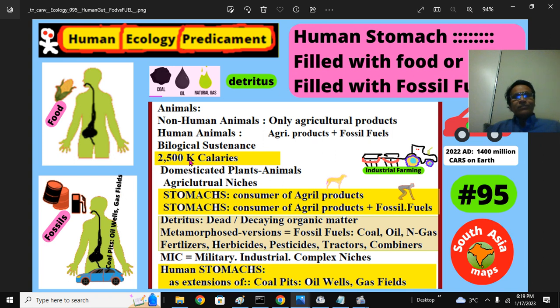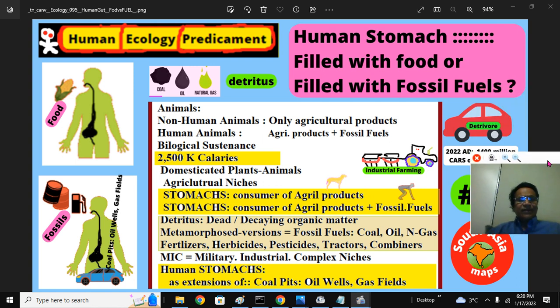Historically, humans require around 2500 kilocalories of energy to survive. Their domesticated and captured plants and animals provided them. That means they were living in agricultural niches essentially. That means their stomachs were consumers of agricultural products, animals. The stomachs of humans now are consumers of agricultural products made with fossil fuels.